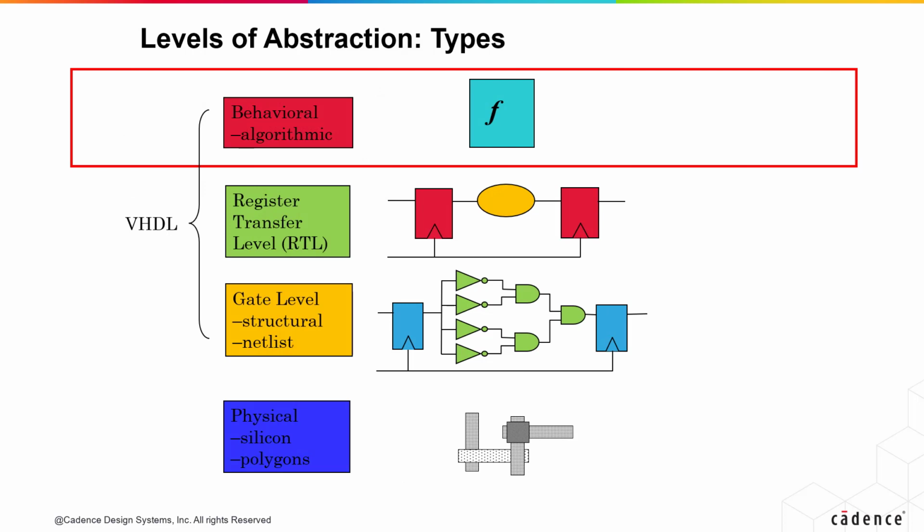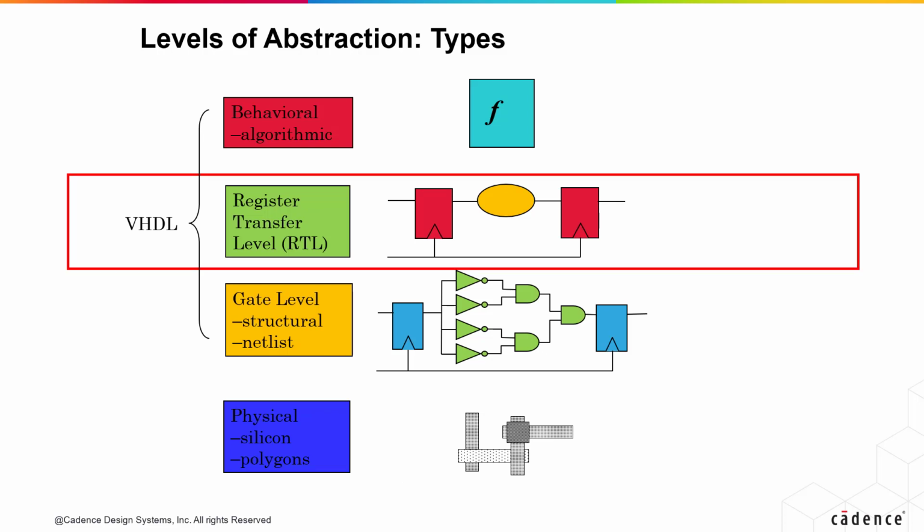VHDL supports three main levels of abstraction. 1. The behavioral level. We can describe the system using mathematical equations, and there is no timing. The system simulates in zero time like a software program. It has neither a clock nor delays. Algorithms are not synthesizable.